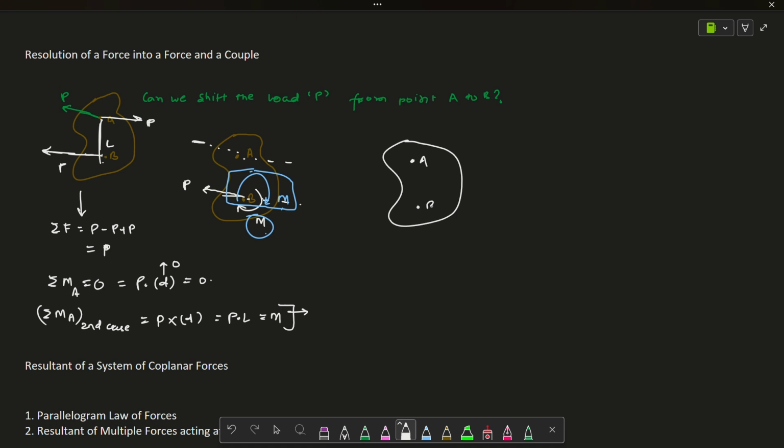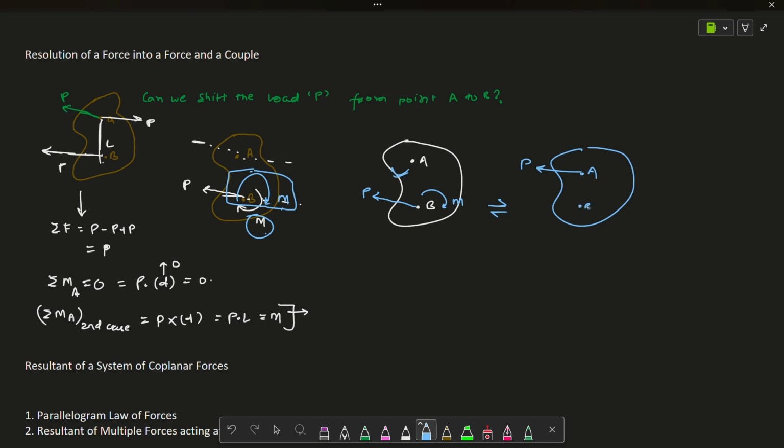Point A, point B. Now one force P is applied here, and one moment must come. So this body and that original body, I mean this point A with a force P, these two bodies are equivalent and can be exchanged. That's the main objective of this topic: resolution of a force into a force and couple.